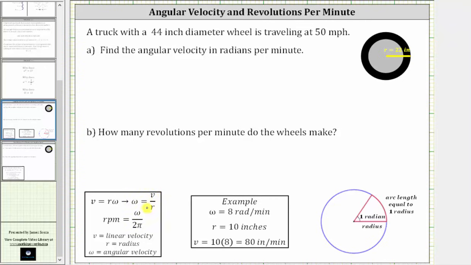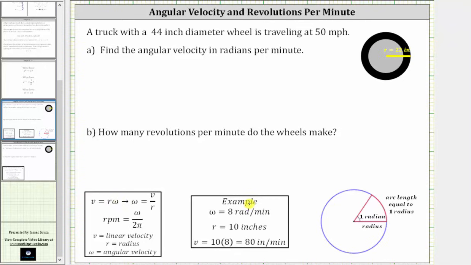Before we use this formula to answer part A, though, let's better understand why the linear velocity v is equal to the radius r times the angular velocity. Remember, when the central angle of a circle has a measure of 1 radian, then the intercepted arc, this arc here, has a length of 1 radius, which means when the wheel rotates 1 radian, the linear distance traveled is equal to this arc length, which is equal to 1 radius, which is why to find the linear velocity, we find the product of the radius and the angular velocity.